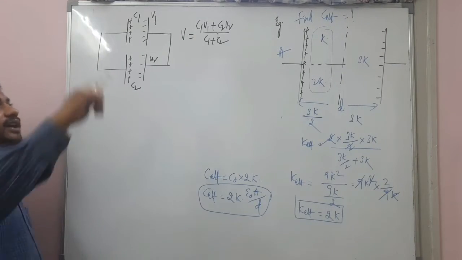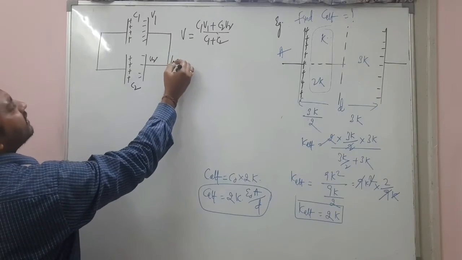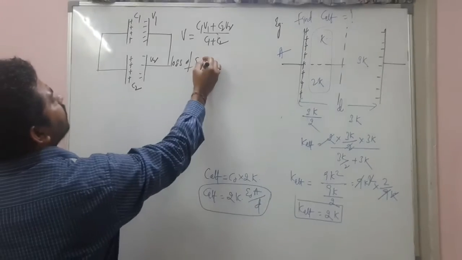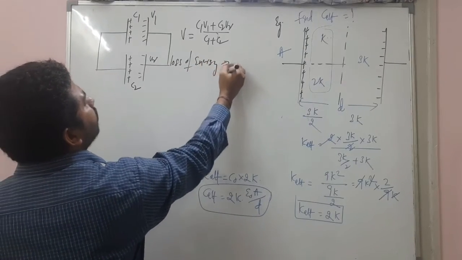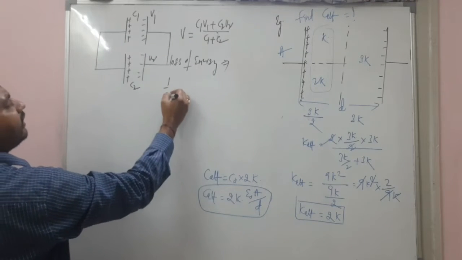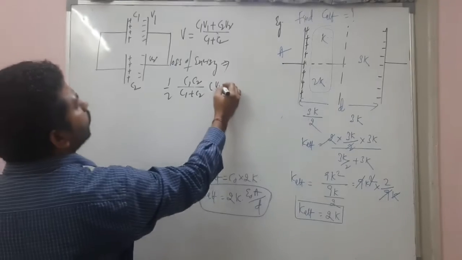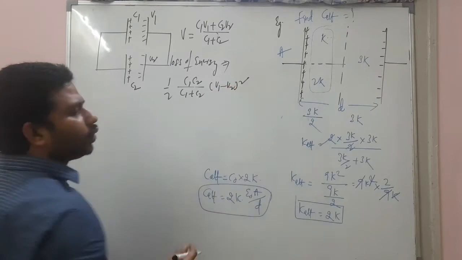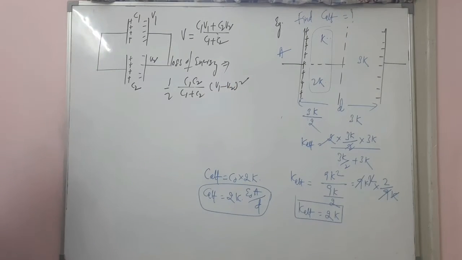At the same time, there is a loss of energy in this case. The loss of energy is equal to half into C1 C2 by C1 plus C2 into (V1 minus V2) whole square.